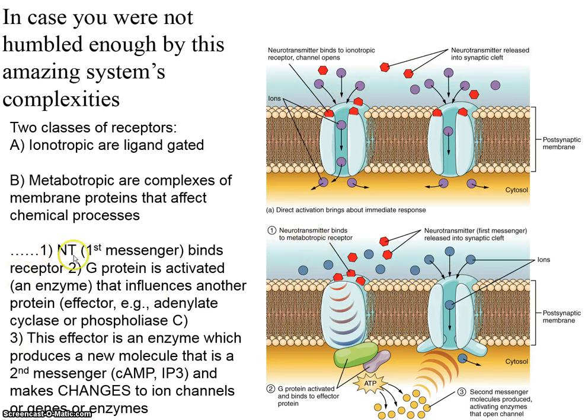The neurotransmitter is considered a first messenger, binds its receptor. A G protein is activated that influences another protein, right? This effector is an enzyme which produces a new molecule, and so forth. This is a cascade event. We are not going to need to know this, but this is why we talk about the nervous system as having some complexity that is certainly not in this understanding of an action potential, but is definitely in the understanding, in the application of what happens.